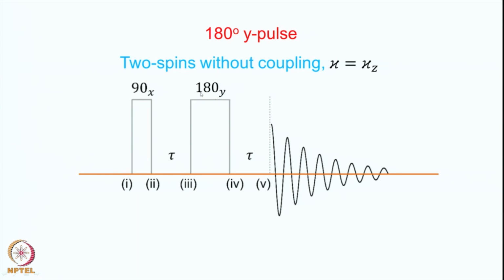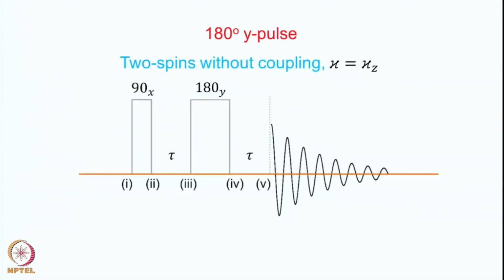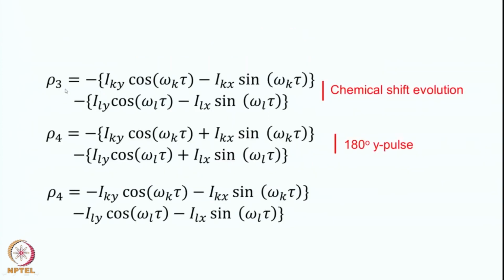As before, we will first consider 2 spins without coupling, which means the Hamiltonian is simply Hz, the Zeeman Hamiltonian. The evolution happens in the same manner here under the influence of the Zeeman Hamiltonian. We have calculated explicitly the density operator in the previous case, and the difference here is only at this point. Up till here the calculation is the same. Therefore, we will not repeat that calculation, but simply take the density operator from the previous class at this point, and that is rho 3.